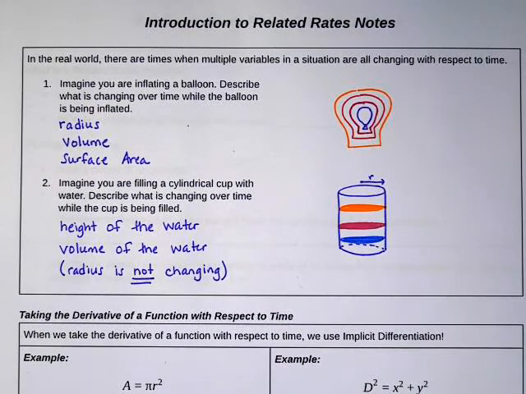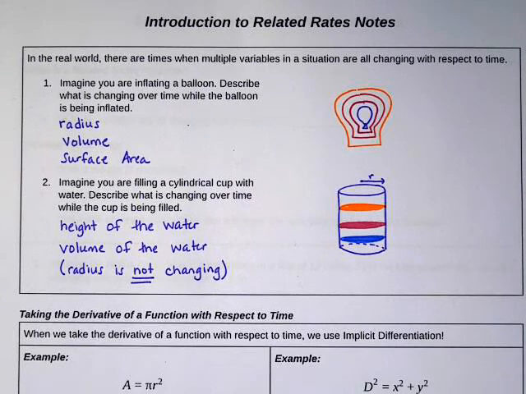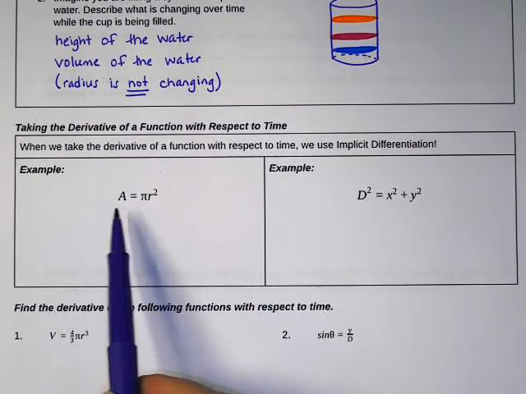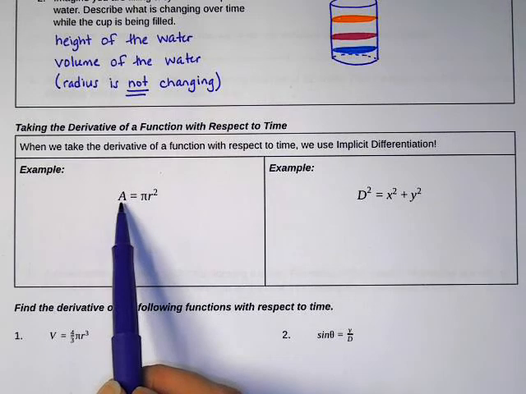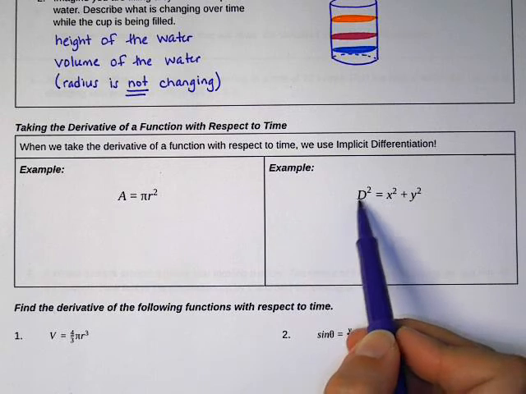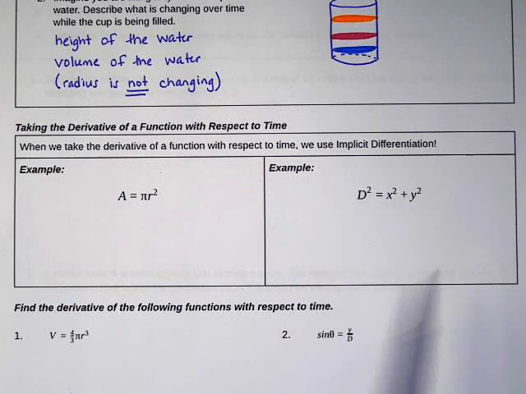Now, anytime we're looking at a rate of change, or how fast something is changing, we're going to be finding the derivative. That's what a derivative tells us, the rate of change. So when we have these relationships and formulas that describe what's happening, for example, the area of a circle is pi r squared, and the Pythagorean theorem, the distance squared equals x squared plus y squared, we're going to be taking the derivative of these equations with respect to time.